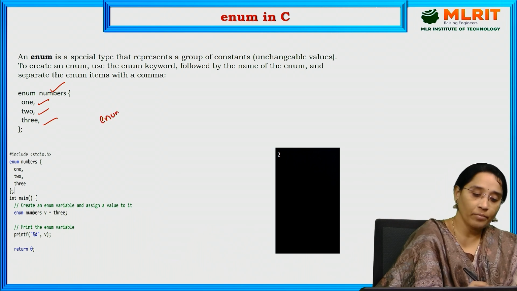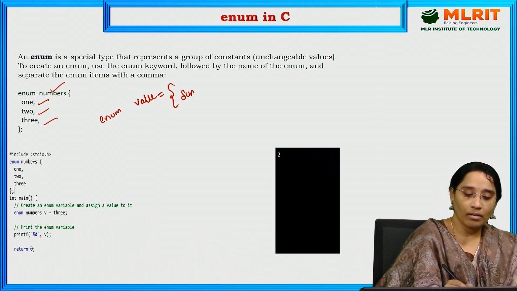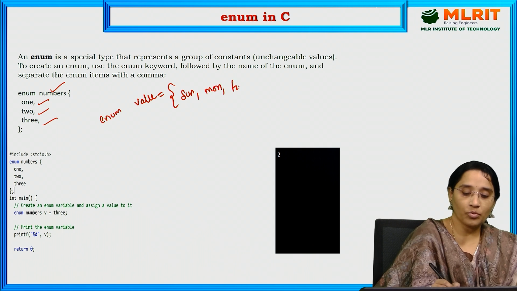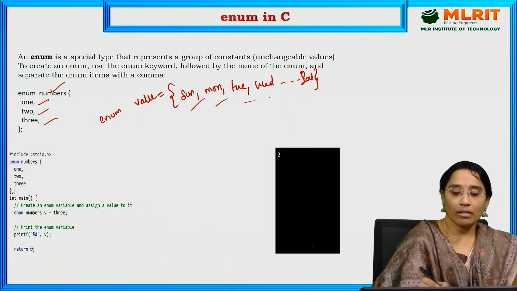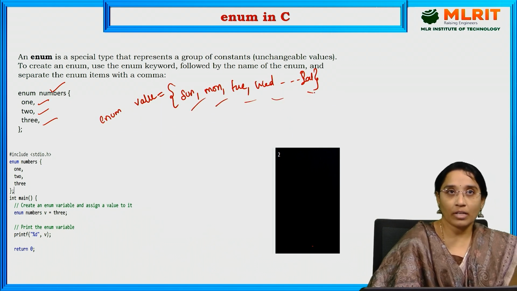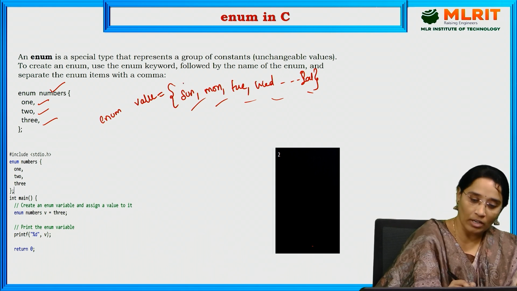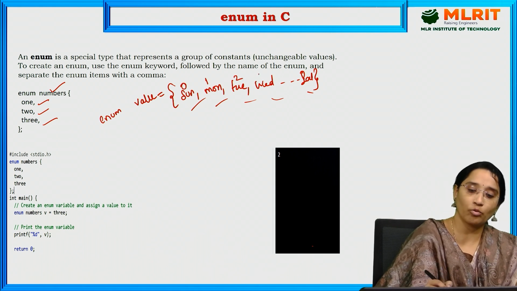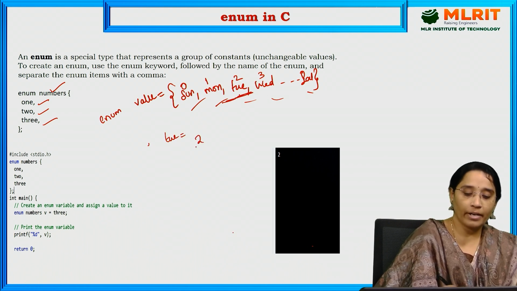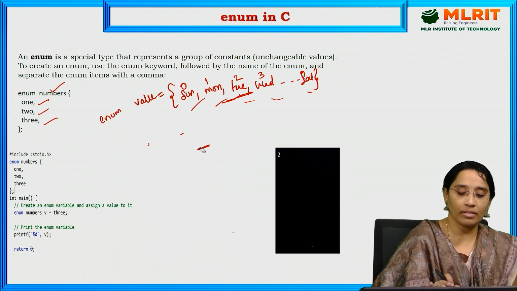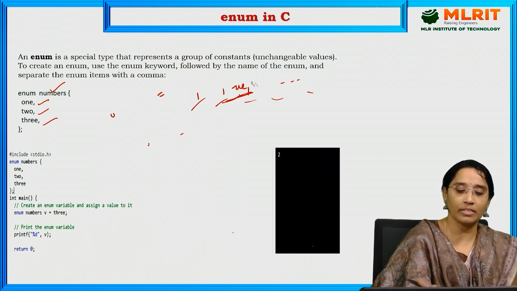Suppose enum value is, for example, Sunday, Monday, Tuesday, Wednesday, and so on, Saturday. What we have written are these values, but those values were converted into integral constants. So they will be assigned 0, 1, 2, 3. Suppose I want to print Tuesday, you will get 2 on the screen. So whatever data you take will be considered as integer constants.